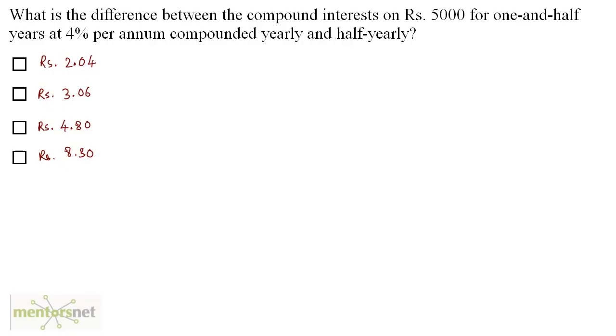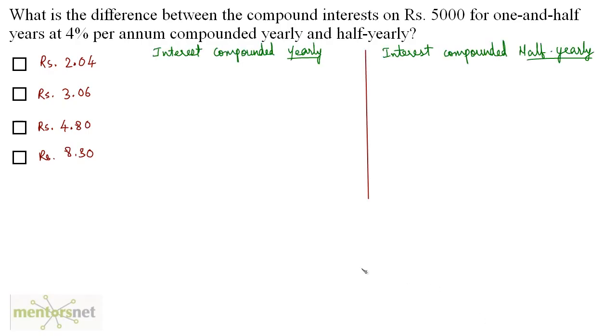What is the difference between the compound interest on 5,000 rupees for 1.5 years at 4% per annum, compounded yearly and half yearly? So you have two cases, interest compounded half yearly and interest compounded yearly. Let us first find out the interest compounded yearly. So we have the formula as amount is equal to P into 1 plus R upon 100 raised to n. So let's find out the amount first. So amount is equal to principal is 5,000 into 1 plus R is 4 upon 100 raised to 1.5.